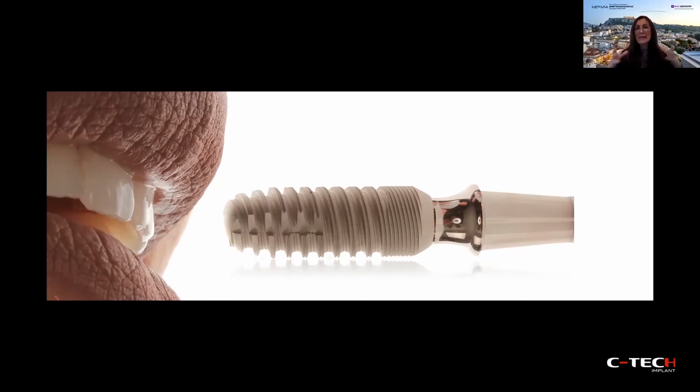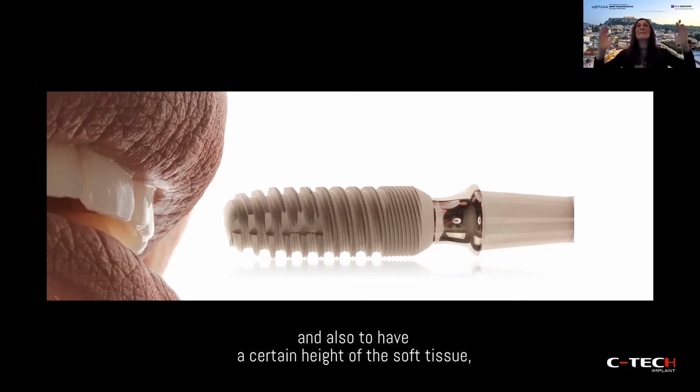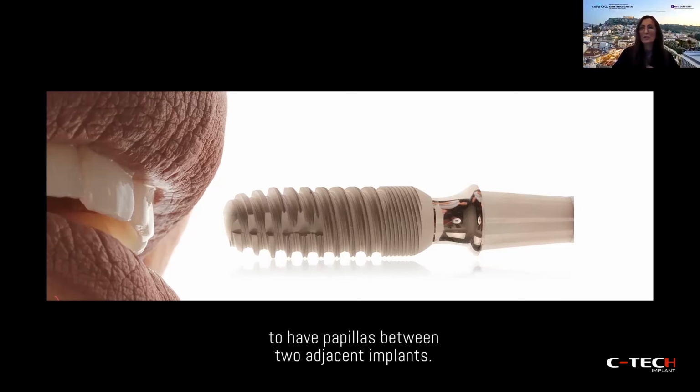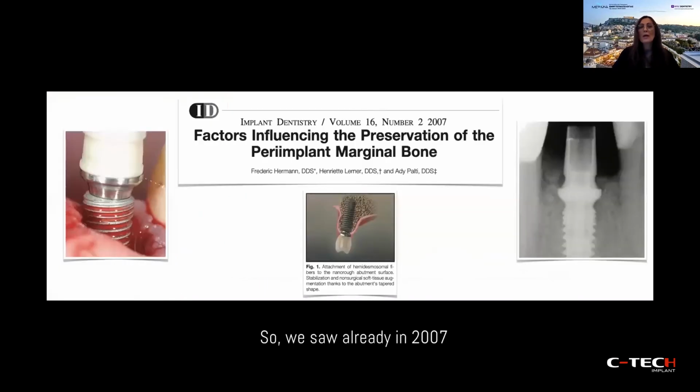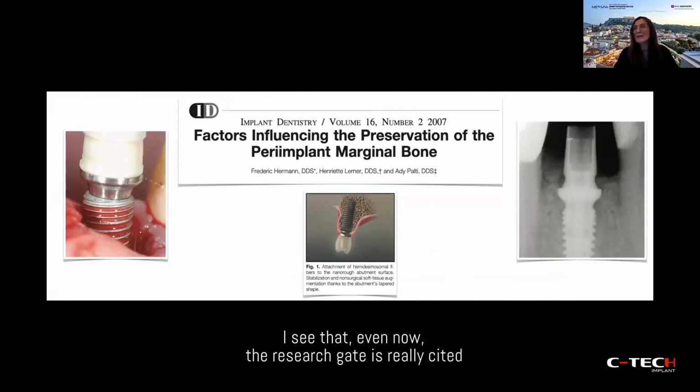What is the benefit of it? The soft tissue follows the concave profile, you know, from prosthodontics. A concave profile is collecting and attracting the soft tissue, giving the soft tissue the possibility to have a certain volume and height, which you can use to protect the bone underneath, as you will see, and also to have a certain height of soft tissue to have papillae between two adjacent implants, right? So we saw already in 2007 that there are some factors in the implant design which influence the resorption or preservation of the peri-implant marginal bone. That was one of the first studies in that region, and I see that even now on ResearchGate this article is cited very, very much, because it's one of the first and one of the ones which collect all the data.